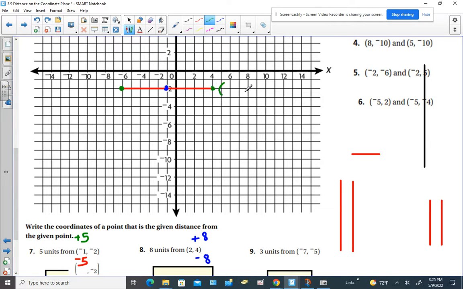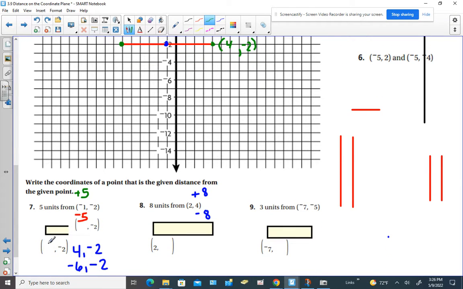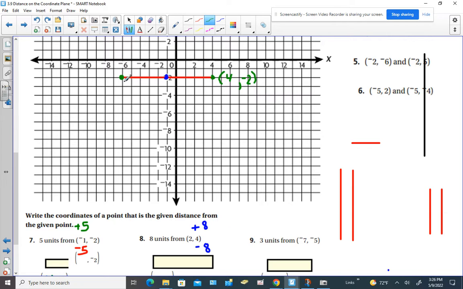What's the ordered pair for that green dot? We would have to go over 4 and down 2. So that would be 4, -2. So if they just want the x value, then you could say 4 is a potential one. Now, that's not to say that if we go to the left that this one would be wrong, because if we count that many spaces to the left, what's this ordered pair? It would be a -6, -2.